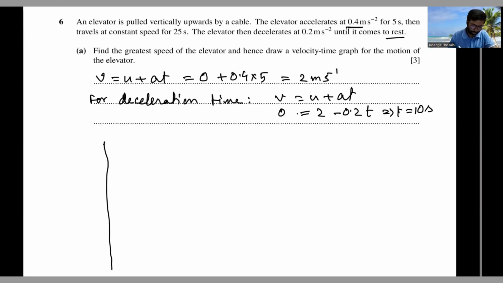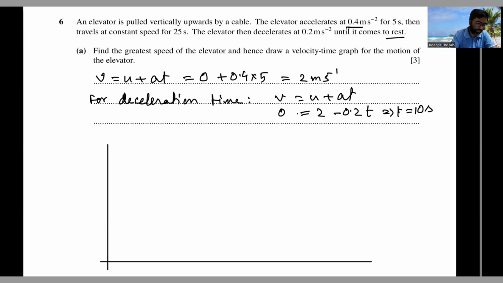This is velocity, and this is for time. Now we have constant acceleration for 5 seconds, then constant speed for the next 25 seconds, then we have deceleration for the next 10 seconds. So that's the velocity time graph.